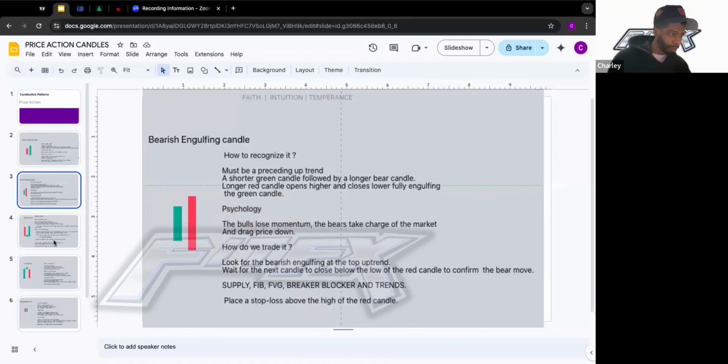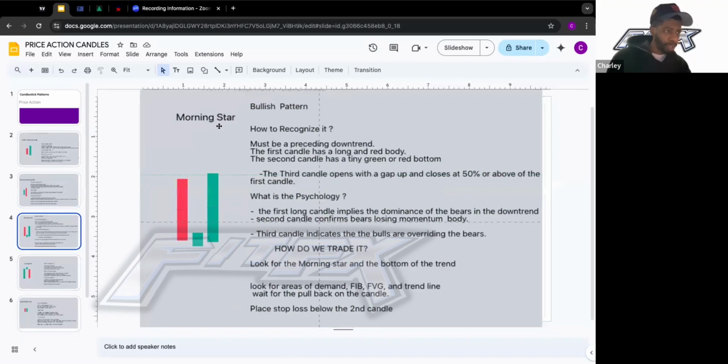I like these. I like morning stars. You find these on what? Demand zones. You find these on points of interest. If you create this on an hour, all you gotta do is wait for the pullback, boom. You drop down to the 5 minute, you got your choch, baby.